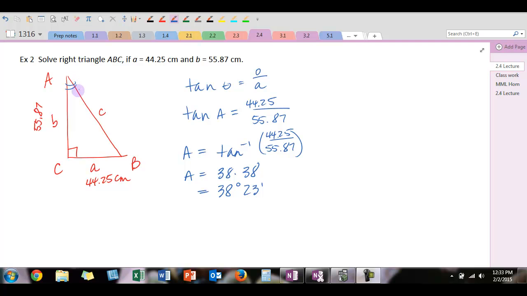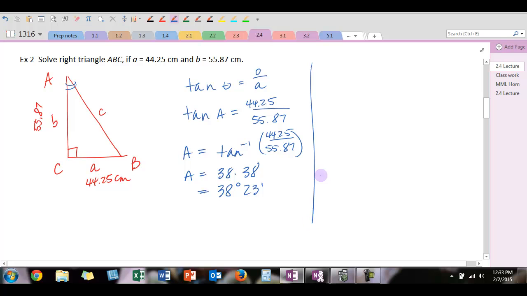Now that I know what the measure of angle A is, I can use anything I've learned up until now to find out what this other angle measurement is. I'm going to use complementary angles to be able to solve for B, but I could certainly find the sine or cosine of B. So the measure of angle B would be 90 minus A, which is 38 degrees, 23 minutes.